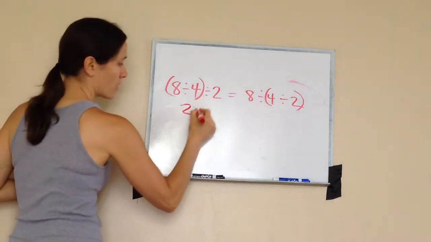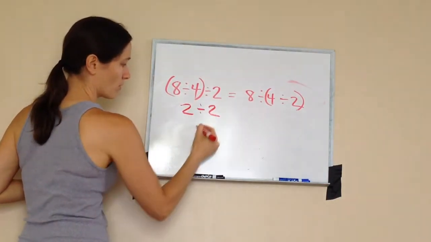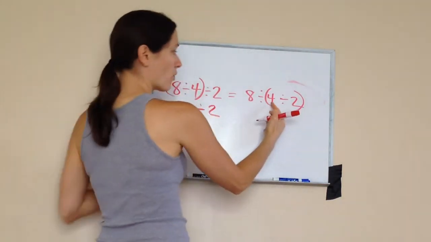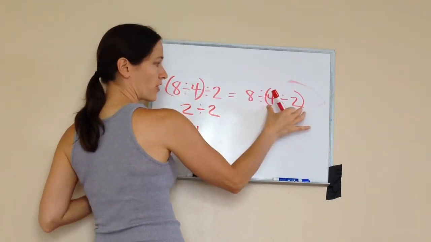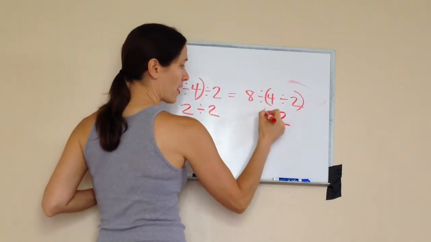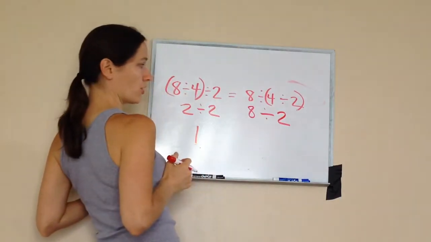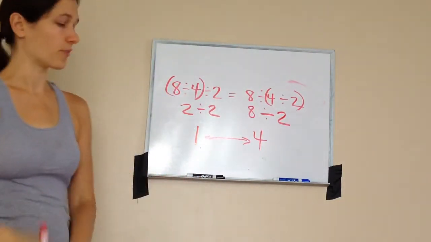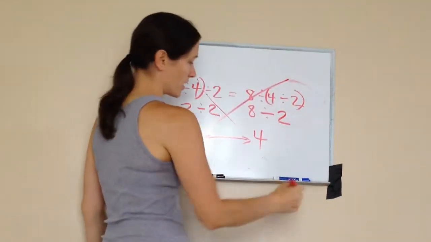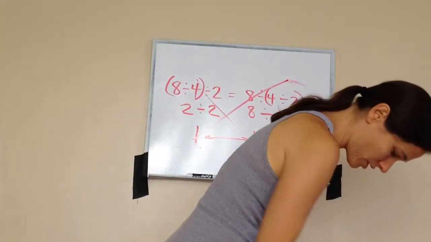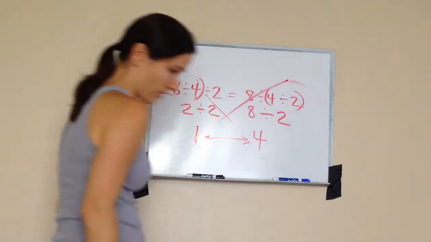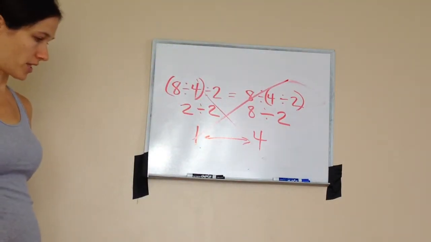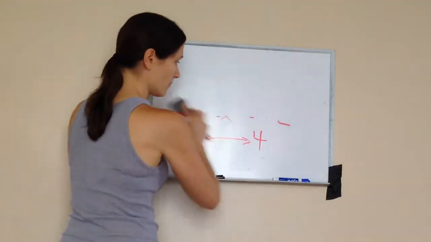Okay, what's 8 divided by 4, Isaac? 2. What's 2 divided by 2? 1. Okay, let's try this one. What is 4 divided by 2? We do the group first. 2. 8 divided by 2? 4. Do they equal each other? No. So the associative property does not work with division either. All right? You feel like you understand it? Yep.